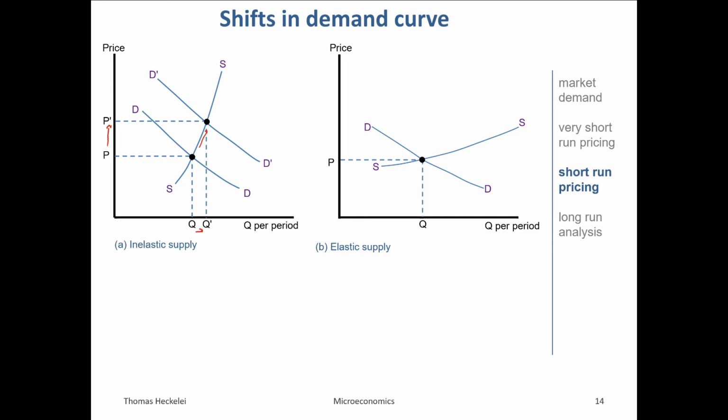On the other hand, with panel B, when you have a relatively flat supply curve, that means supply is very elastic. Elastic means producers or suppliers are willing to respond largely to price signals from the market. And in that case, when you have a shift in demand, then price will change slightly while quantity changes a lot.